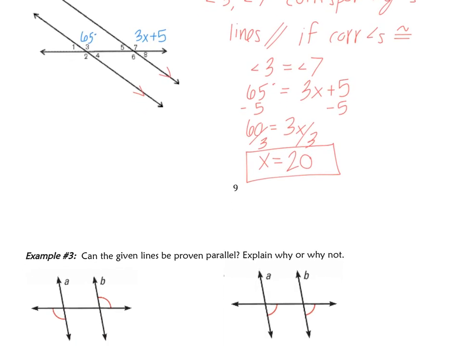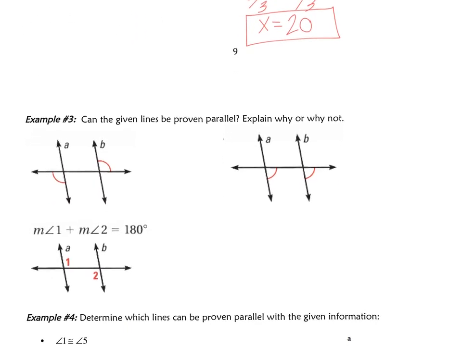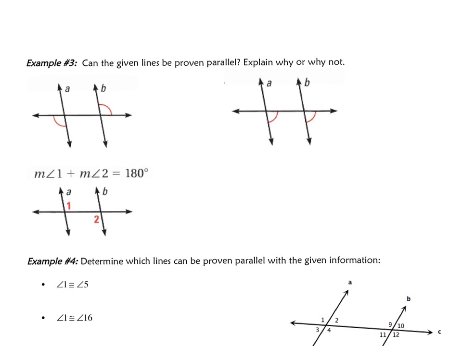Let's try these ones. So, example 3. Can the given lines be proven parallel? Explain why or why not. What we're going to do for these is first identify what type of angles we have, and if it's one of our 4 ways to prove parallel. I'll do the first one, and then you'll do the second 2. Looking at the one in the top left, I know that this angle right here is congruent to this angle right here. I don't know their measurements, but how are they related? Well, they're both outside and on opposite sides of the transversal. So these are alternate exterior angles, and I'm shown that they're congruent by the little red curves.